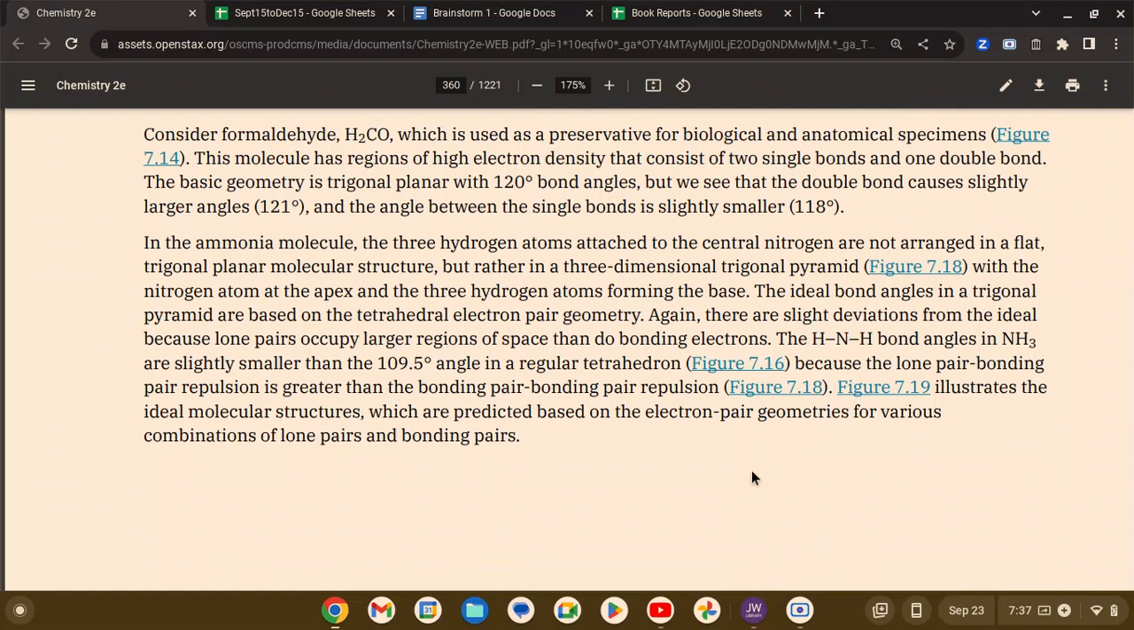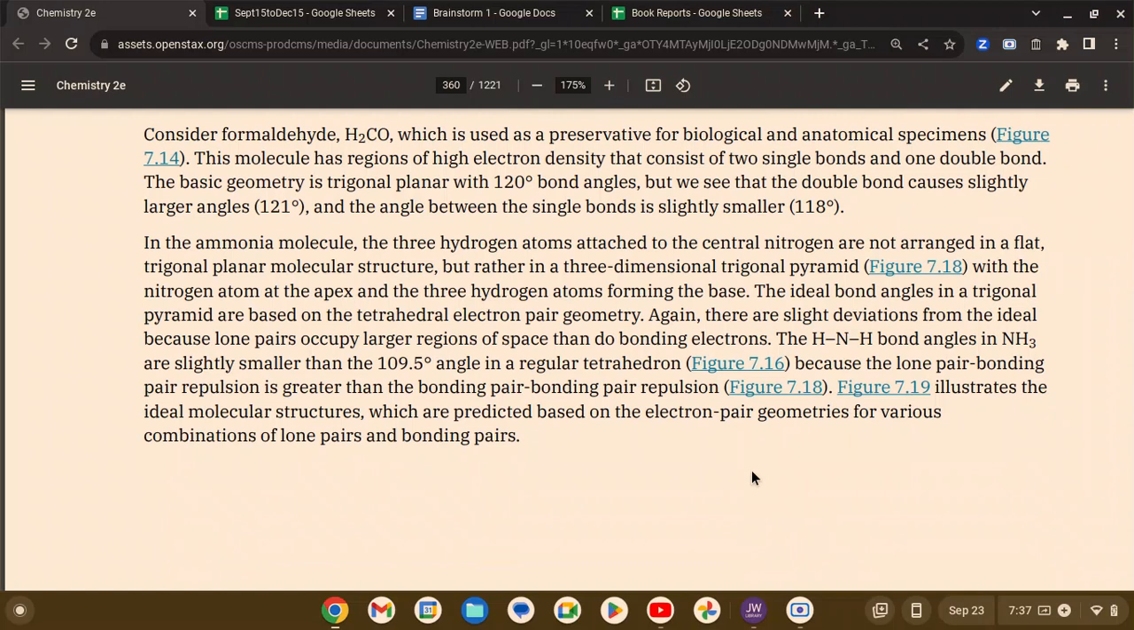Again, there are slight deviations from the ideal because lone pairs occupy larger regions of space than do bonding electrons. The HNH bonding angles in NH3 are slightly smaller than the 109.5 degree angle on a regular tetrahedron because the lone pair-bonding pair repulsion is greater than the bonding pair-bonding pair repulsion.